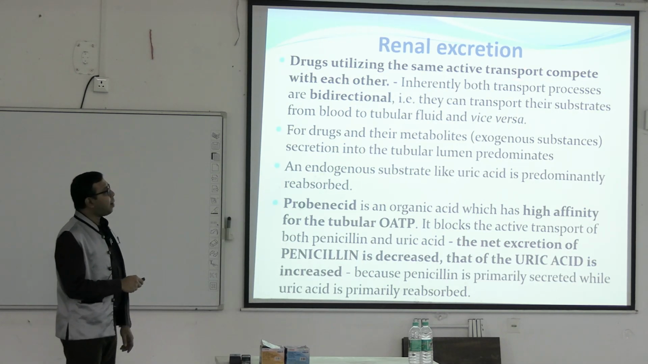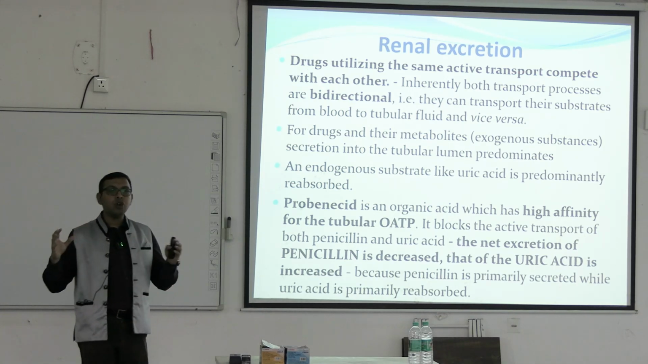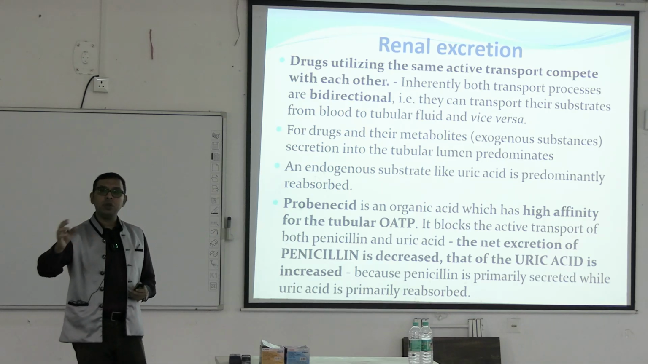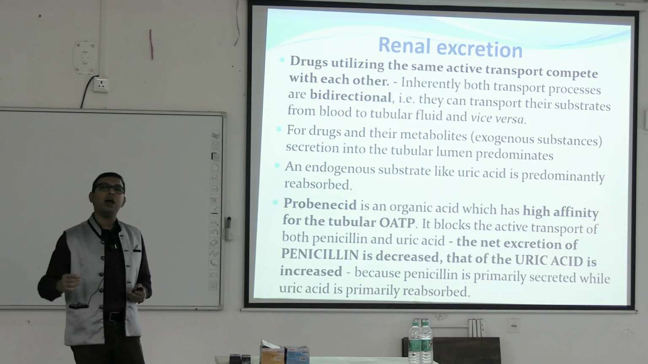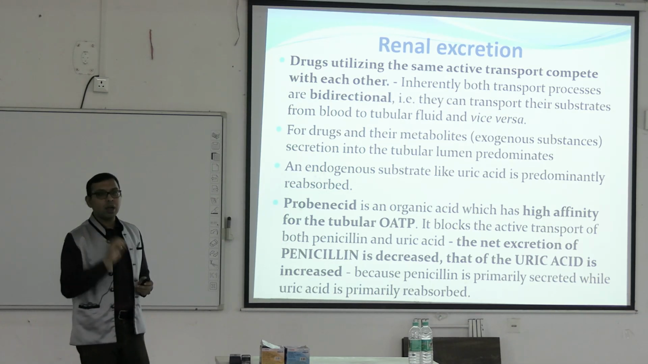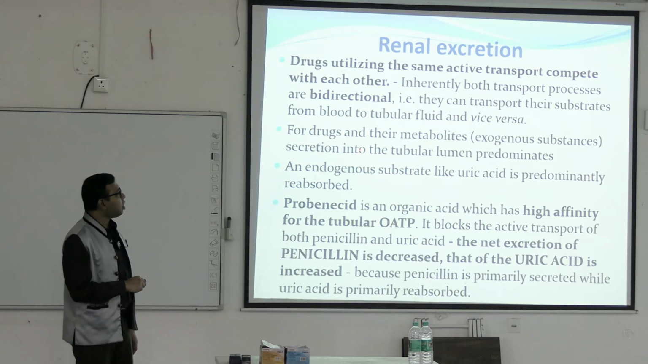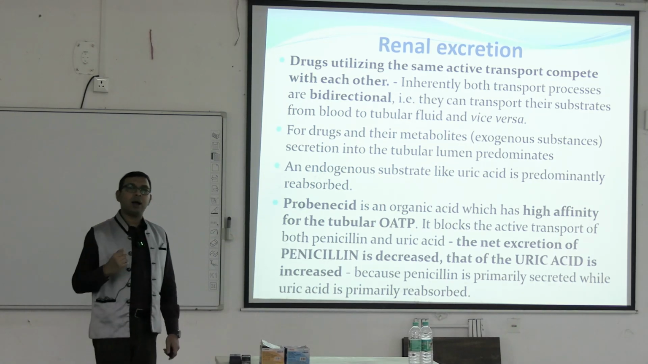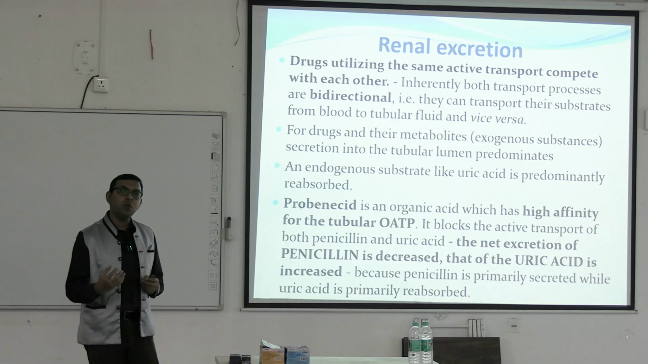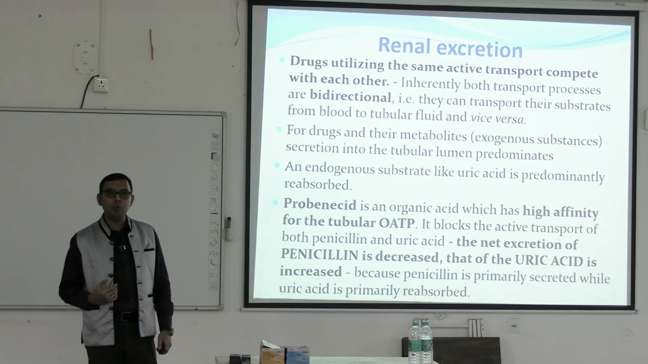Drugs utilizing the same active transport also compete with each other. With the same transporter mechanism, if two drugs are given, they usually compete with each other, and some drugs are less excreted and some drugs are more excreted. So this also forms a basis for drug-drug interaction. For drugs and their metabolites, and some exogenous substances, secretion in the tubular lumen also happens. An endogenous substance like uric acid is predominantly reabsorbed. So not only drugs, but other endogenous substances like uric acid are also filtered in the glomerulus. Some part is also excreted by tubular secretion.